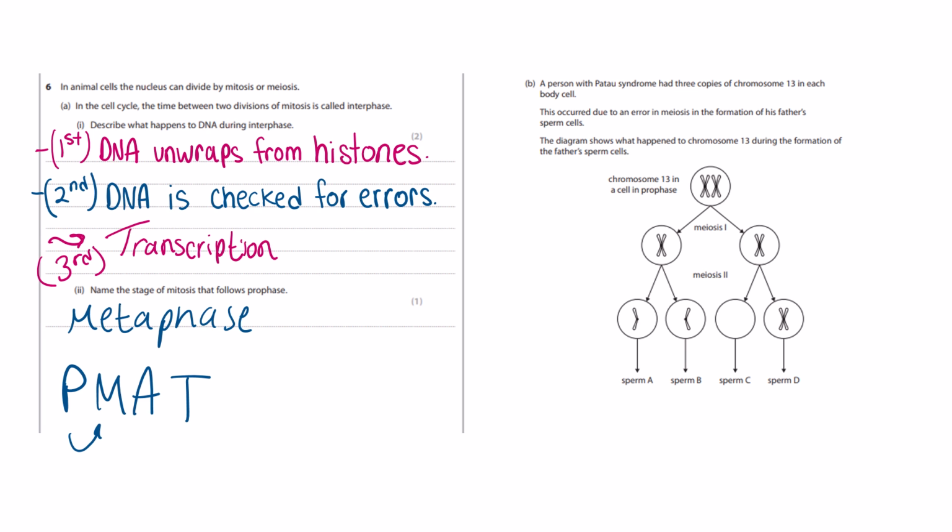Well, the first thing that's going to happen is that DNA unwraps from histones. Remember that chromosomes, the proteins, are wrapped tightly around histones. The second step is that DNA is checked for any errors. Therefore, the first point and the second point are going to grant you 2 marks. However, the third point, I just wanted to include it because transcription is then going to occur.